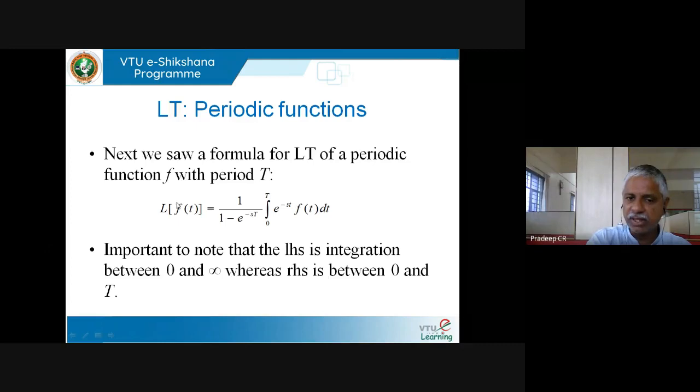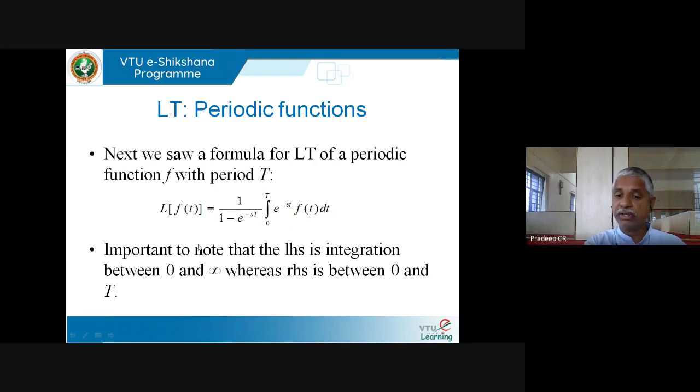This formula says, if f is a periodic function with period T, understand what it means. It just means f of small t plus capital T is f of t for all small t. That means after every capital T, f repeats itself. Classic examples are sine and cos. We also saw some other examples, like f of t is 2t up to 1 and afterwards it is 2, and then again f of t plus 2 is 2, and things like that. So they are all periodic functions. And the Laplace of a periodic function is given by the formula: 1 by 1 minus e power minus sT, note this capital T, into the integral of e power minus st f of t dt, with integration limits from 0 to T.